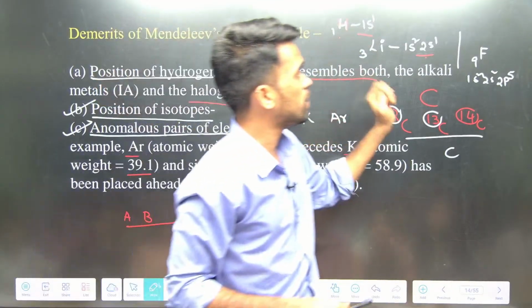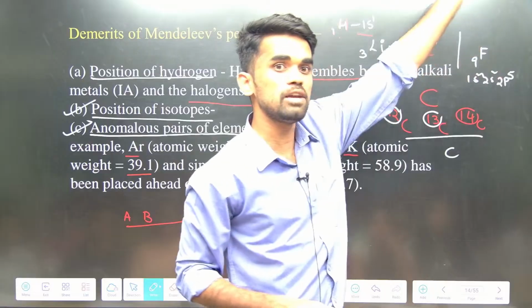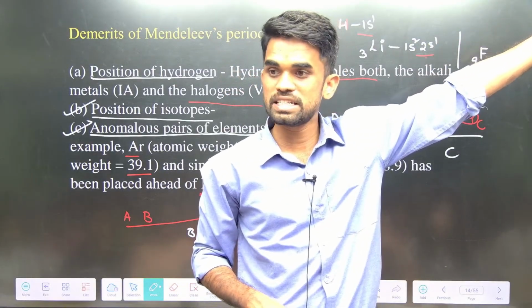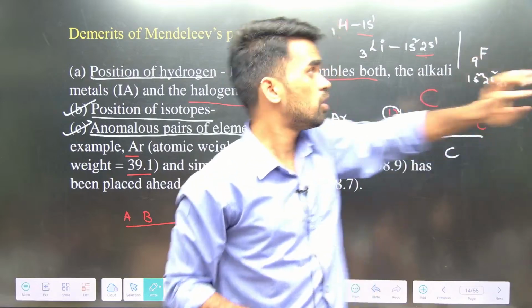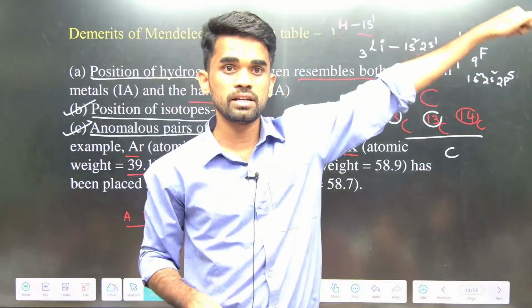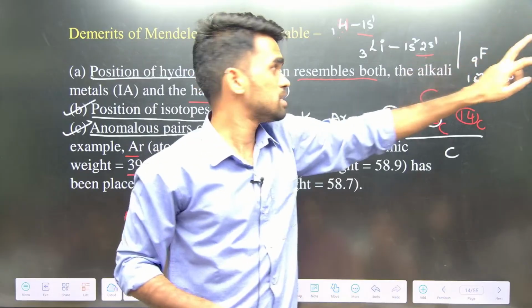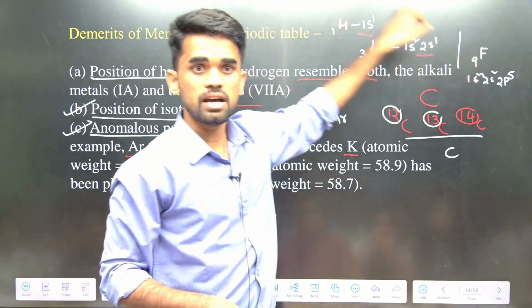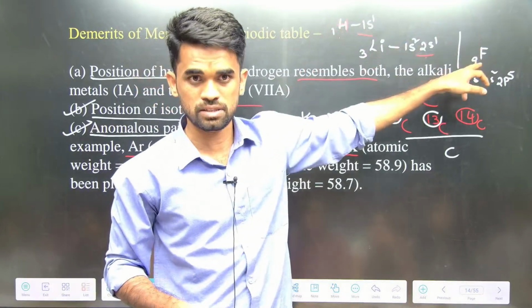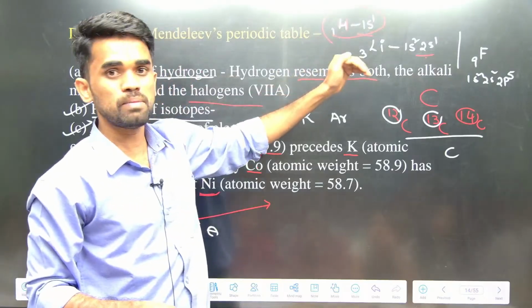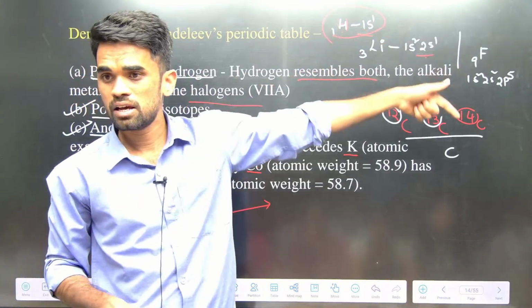Now if you observe, fluorine is the 9th element. After fluorine, the 10th element is neon, a noble gas. Similarly, after hydrogen comes helium, which is also a noble gas. It means that like halogens, hydrogen also shows some properties. So this element has some resemblance with alkali metals as well as halogens.